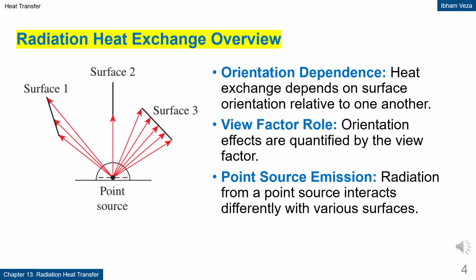Radiation heat exchange overview. Radiative heat exchange strongly depends on the relative orientation between surfaces. Energy emitted from a point or a surface is not distributed uniformly in all directions. The view factor is used to quantify how much of the radiation reaches another surface. This concept shows that geometry plays a central role in radiation. Therefore, radiation is not determined only by temperature, but also by surface position and orientation.